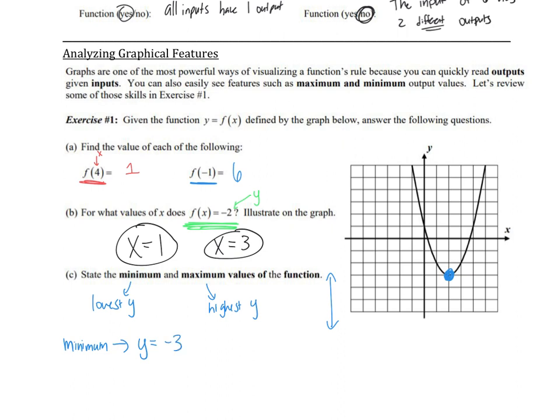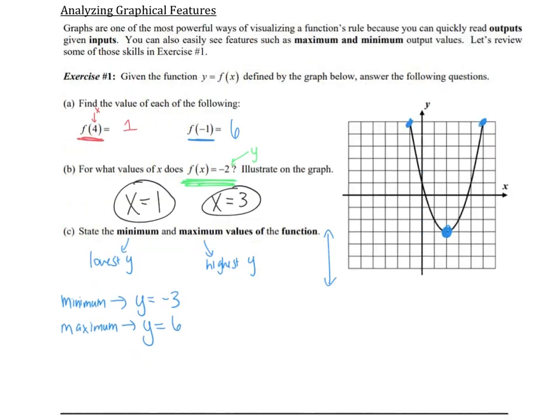Our maximum is going to be our highest value. So our maximum would be right here and right here. Those are at the same y value. That's the highest value I see on this graph. So that's at 1, 2, 3, 4, 5, 6. So y equals 6 would be my maximum. So again, the minimum is the lowest y value. The maximum is going to be the highest. So that's something new we're talking about today.